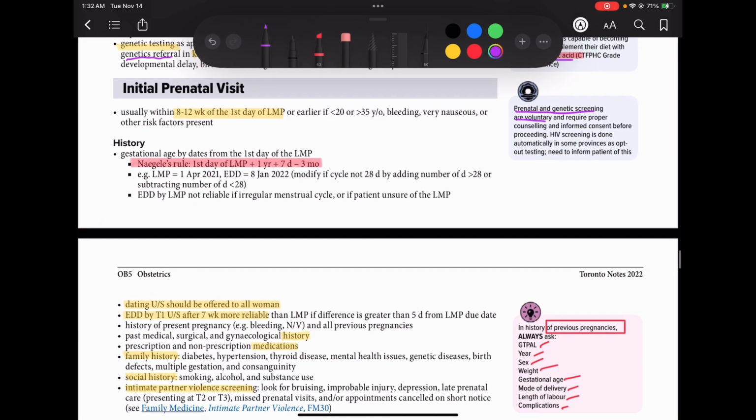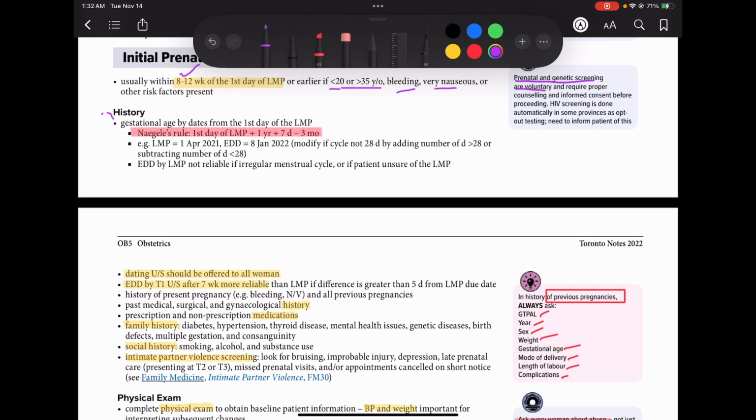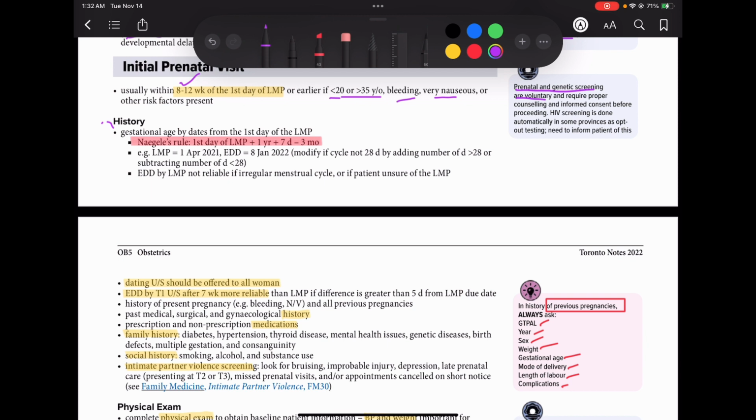Okay, starting with the initial prenatal visit. Usually within 8 to 12 weeks of the first day of last menstrual period, or it could be earlier if there's any extremes of maternal age, or any bleeding, any extreme nausea, or any risk factor present. So they can come to you earlier, but the initial prenatal visit is usually around 8 to 12 weeks of the first day of your last menstrual period. In this visit, we're going to start with the history. First of all, of course, we're going to confirm the pregnancy, as it is the initial prenatal visit, by investigating beta HCG.